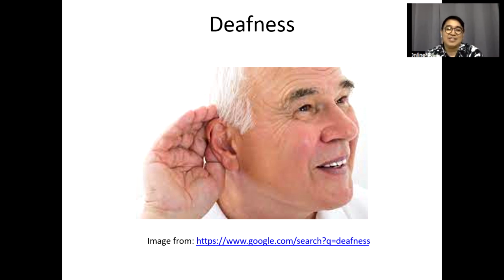Next, you have deafness. The risk factors could be, remember, LAN: loop diuretics, antibiotics, and your non-steroidal anti-inflammatory agents like your aspirin. Okay, so the treatment would involve the use of hearing aid, in which case you have to instruct the patient about the do's and don'ts. So it should be that they have to be oriented on what are the things that they can do and they can't do with their hearing aid.